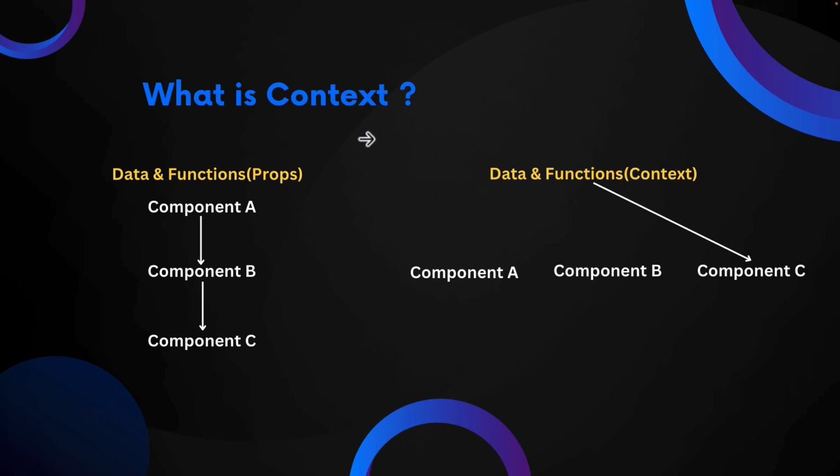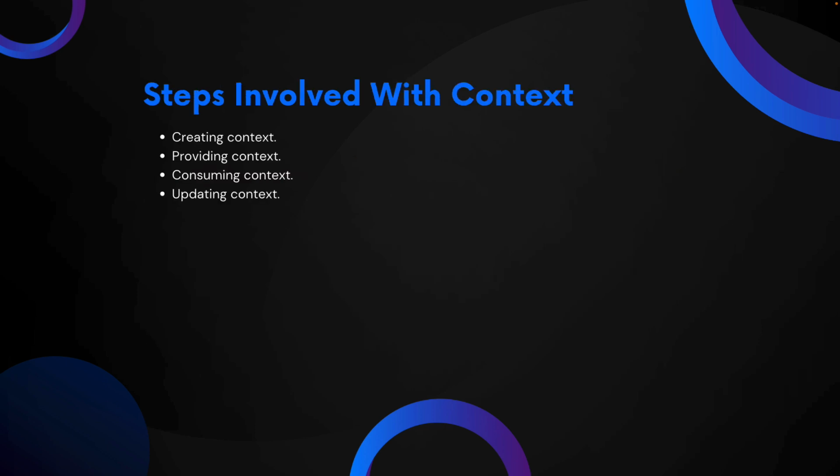So I hope this clarifies what exactly context is. A context is something which allows us to access data and functions from one component in another without having to pass them through the components which do not require them. And the reason we use context is to avoid the problem of prop drilling. Now that we understand what context is, let's learn how a context is created in a React application and how it is used.